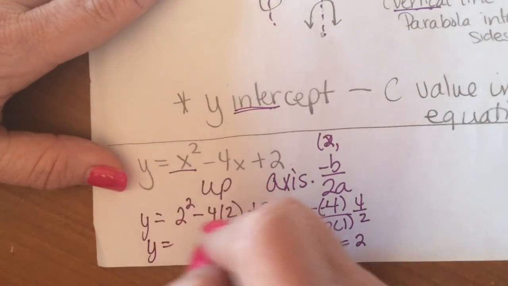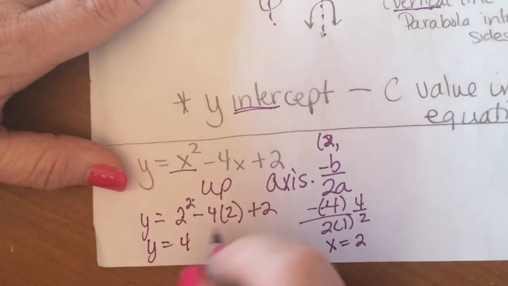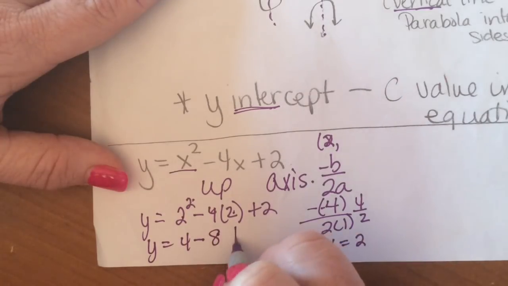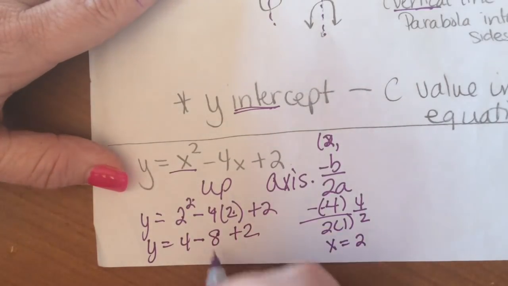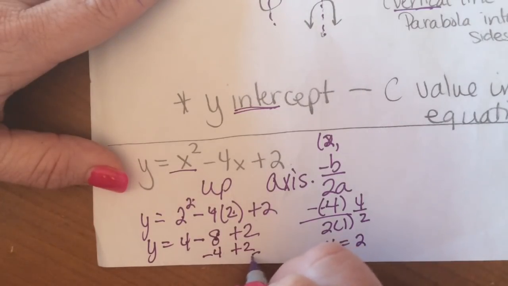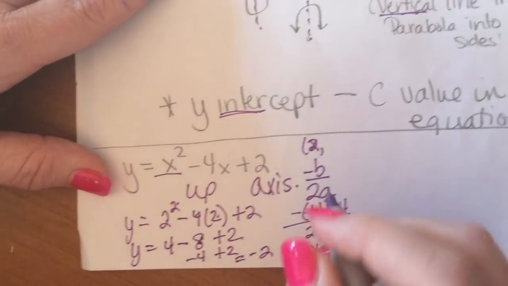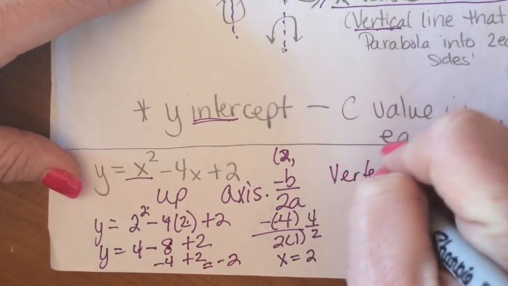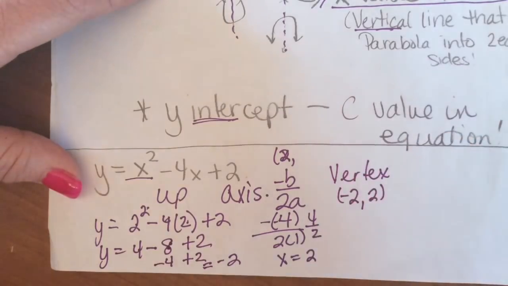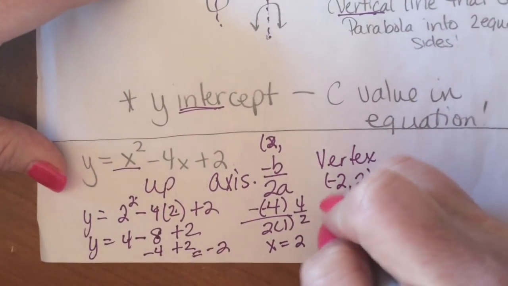So y will be equal to 2 times 2, which is 4, minus 2 times 4, which is 8, plus 2. Now figuring this out, 4 minus 8 is negative 4, plus 2, so this is a negative 2. So now our vertex for this one is negative 2 and 2. Then our next question, what's the axis?